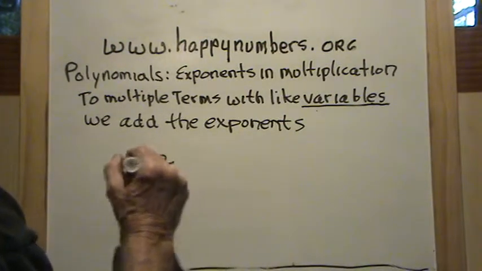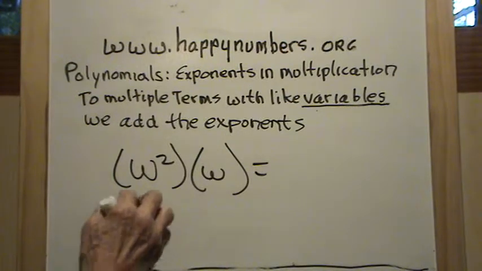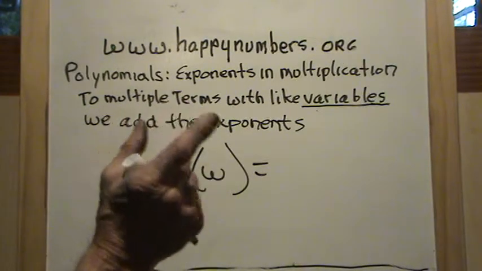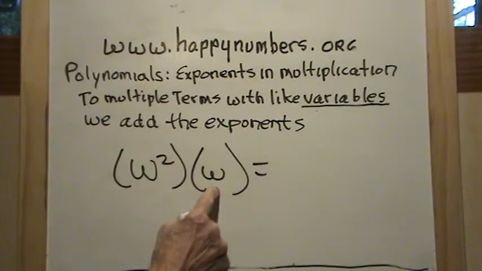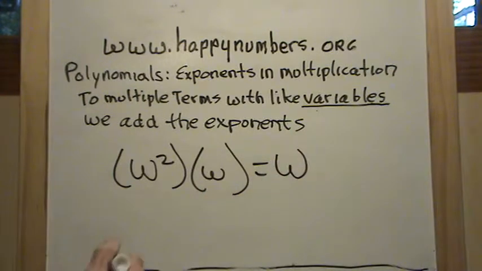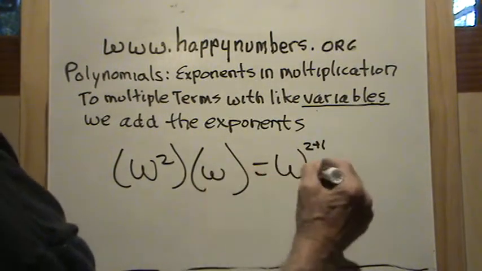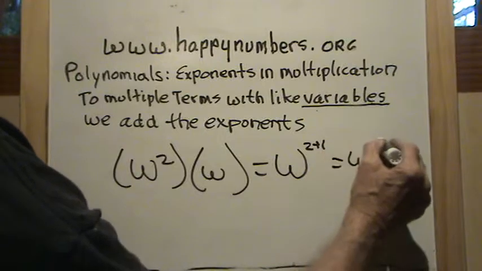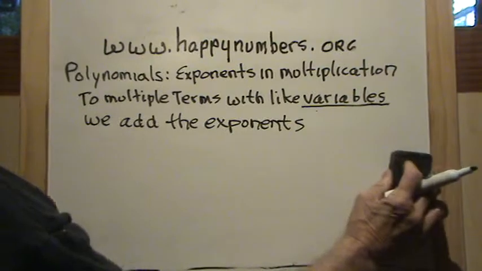Let's take w to the second power times w. Well, our variables are the same, w and w. Again, our variable parts are different because we have w squared and just w to the first power, but we're not interested in that. The variable is the same. So, we can add the exponents. Remember, there's an exponent of 1 here. We don't write it. So, w to the second power times w is equal to w to 2 plus 1, w to the third power. That's all there is to the skill set. So you should be all over that.